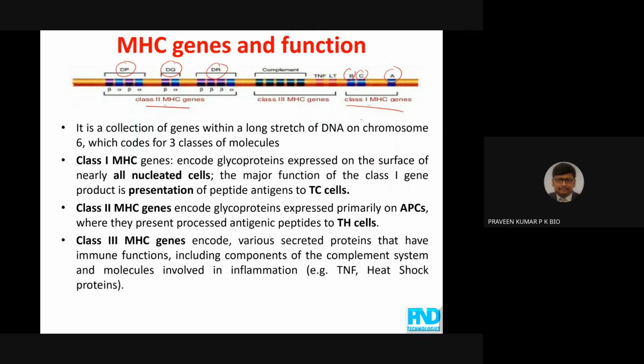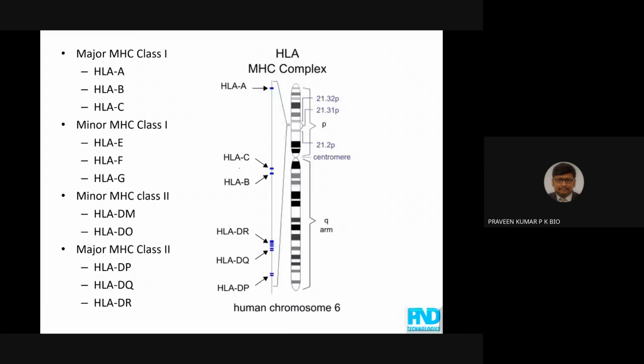So class 1 MHC genes, or HLA-A. You know MHC stands for major histocompatibility complex, and the corresponding genes we call human leukocyte antigen. In class 1 MHC genes, we basically have three important genes: HLA-A, HLA-B, HLA-C. Similarly, in class 2, we can see DP, DQ, DR. All these genes are present in chromosome 6. This is what we discussed yesterday. You can find that these genes are present in different loci in chromosome 6.